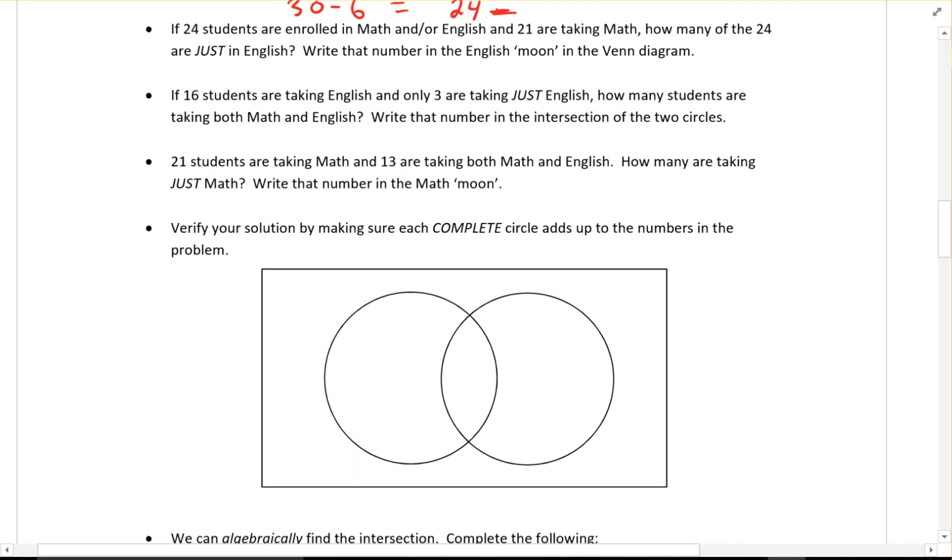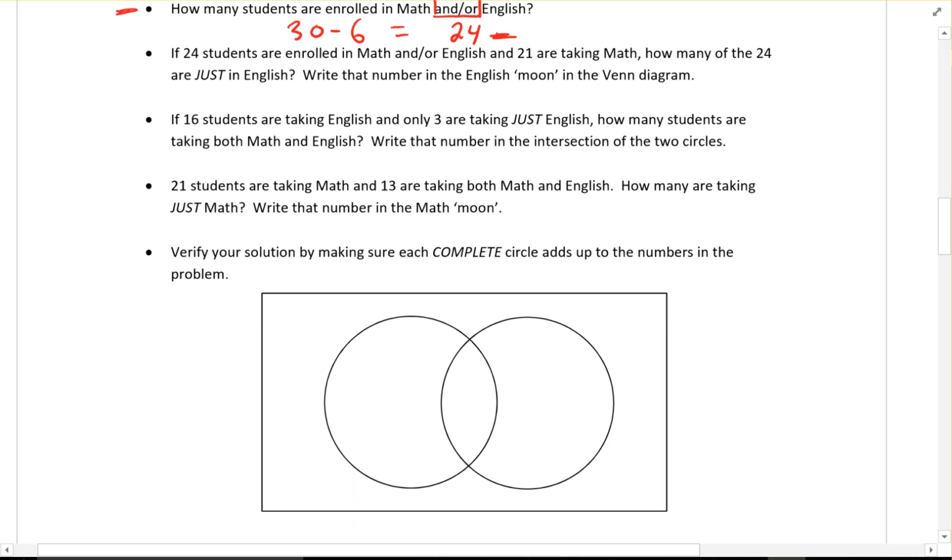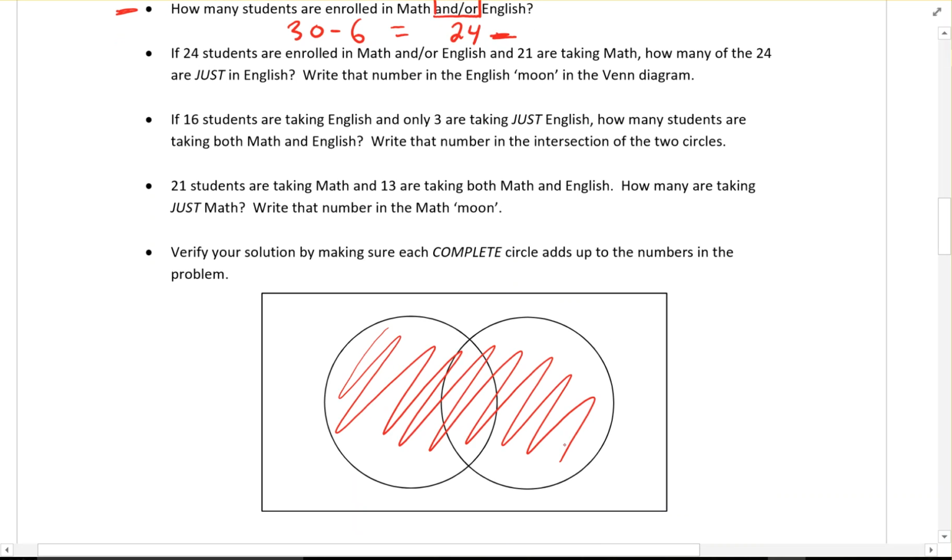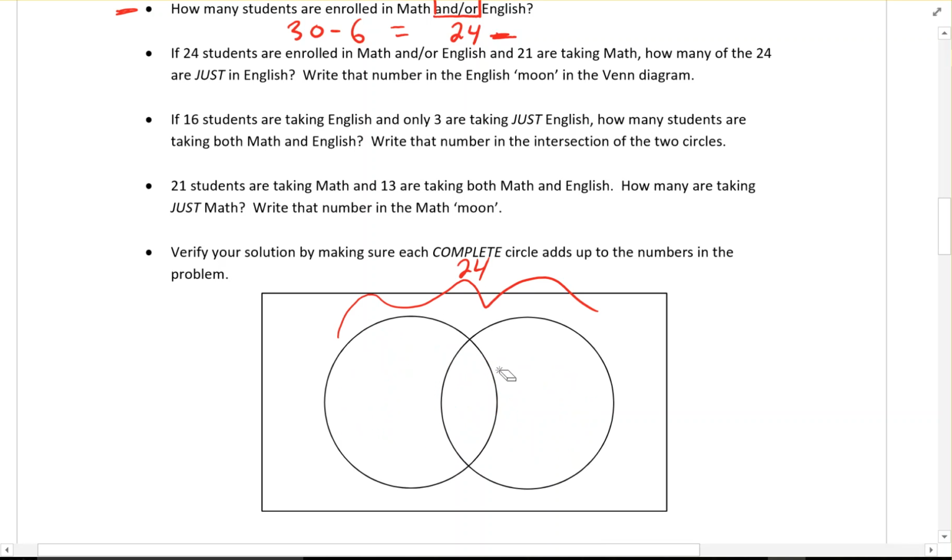Okay, so now that we know there are 24 students taking math and or English, these Venn diagrams help to think about this. This is why we do this, because when we say and or, so 24, we're saying that accounts for both of these circles. All of that would add up to 24, the whole thing would be 24. So now if 24 are enrolled in math and or English, so both circles combined, everything inside them, and 21 are taking math, let's figure out what taking math would be.